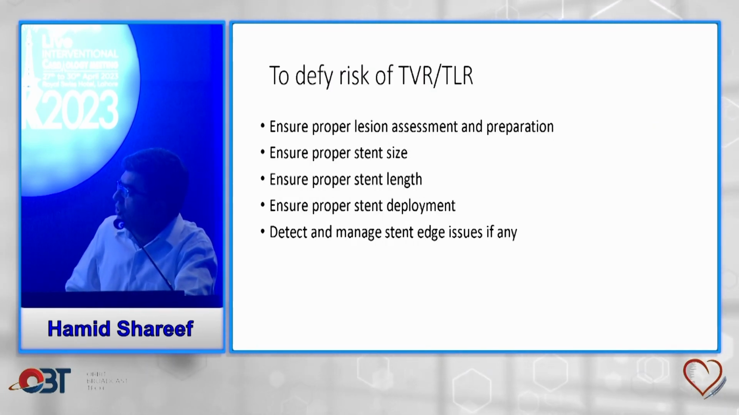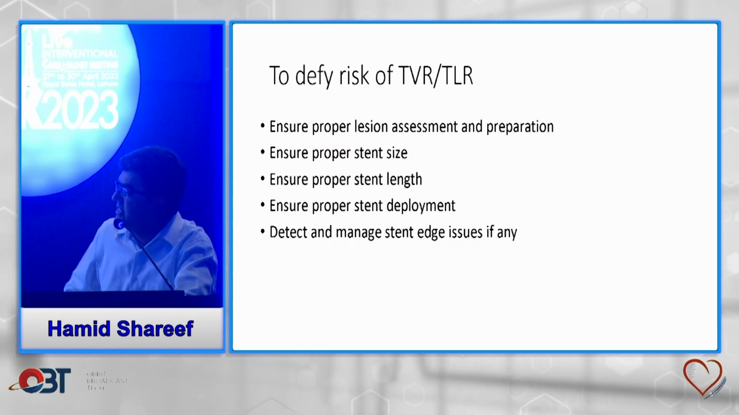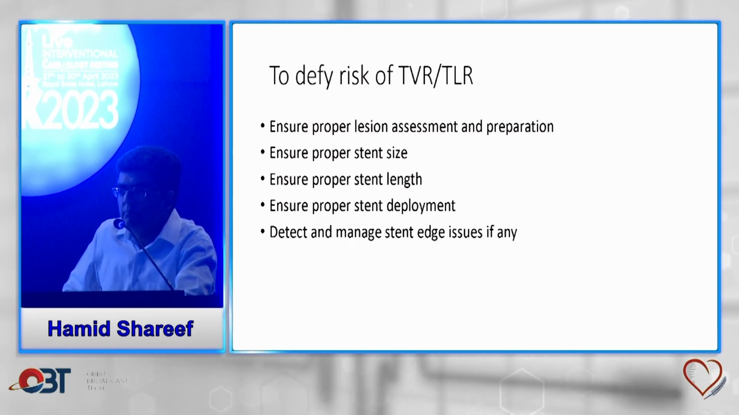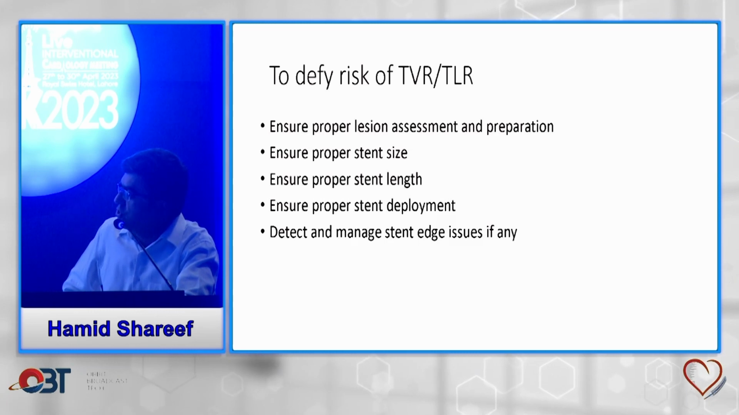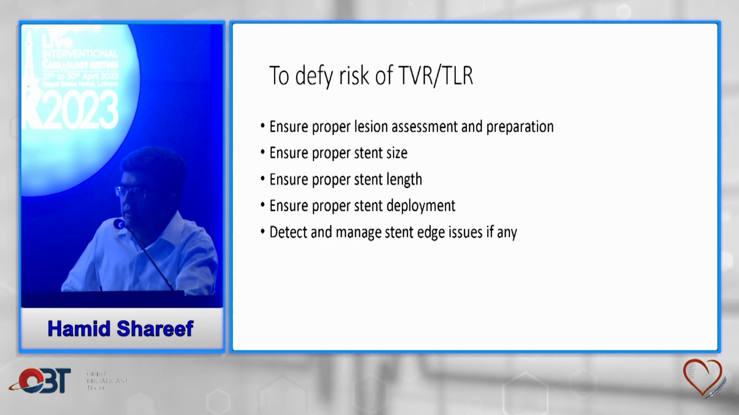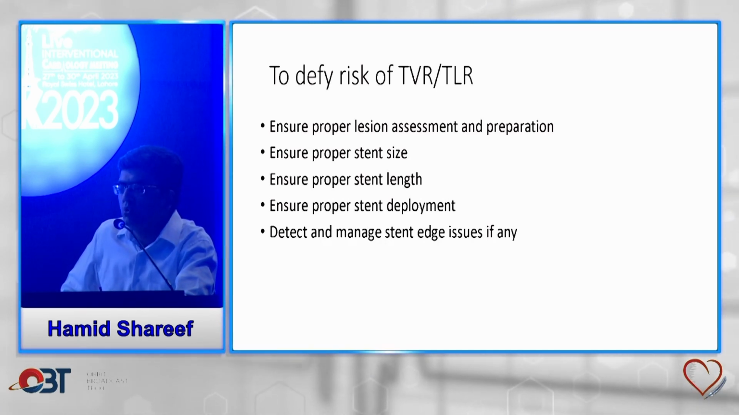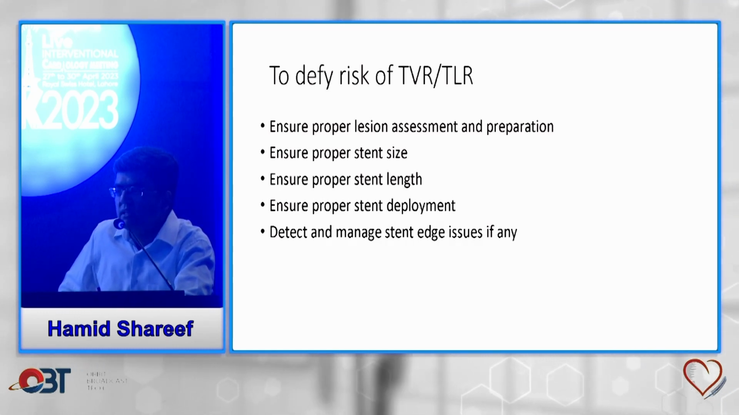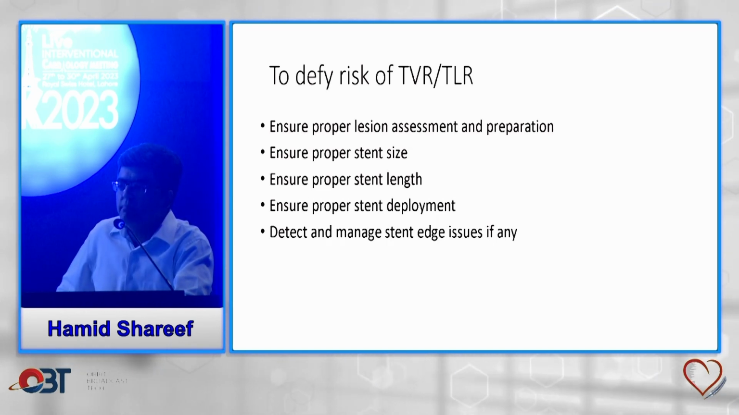To defy the risk of TVR and TLR, we should ensure proper lesion preparation and assessment. We should ensure the stent is at the proper site, there is no geographical miss. We should ensure that the proper stent length is taken. We should ensure the stent is properly deployed, that there is no malapposition and no under-deployment of the stent, and we should also detect and manage stent edge issues, if any. There is no edge dissection for that matter. With all these parameters met, we can definitely reduce the TLRs and TVRs, thus improving the profile of PCI when it is compared to CABG.